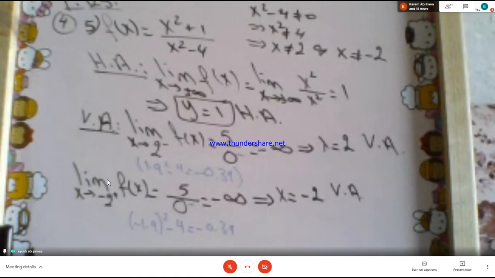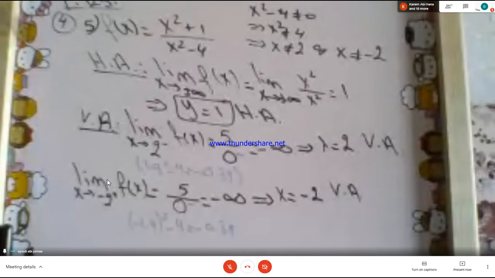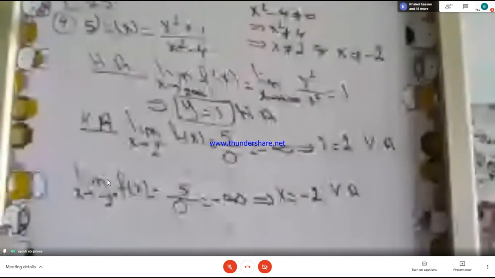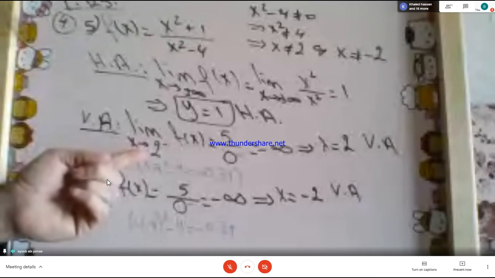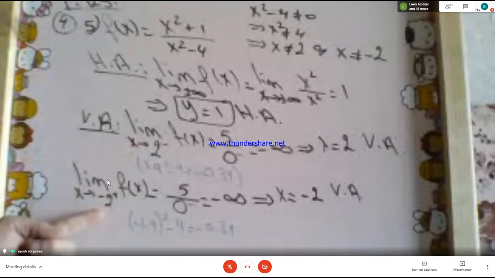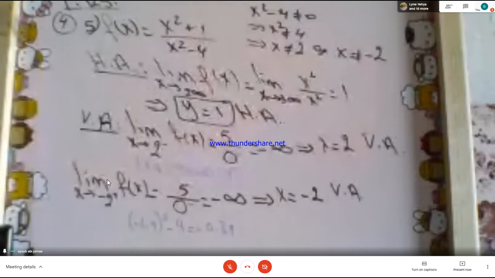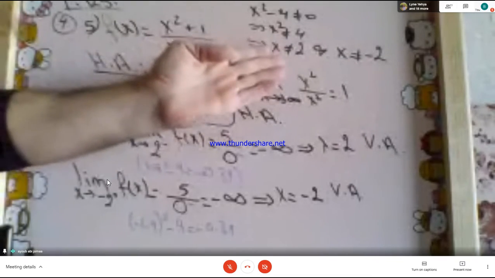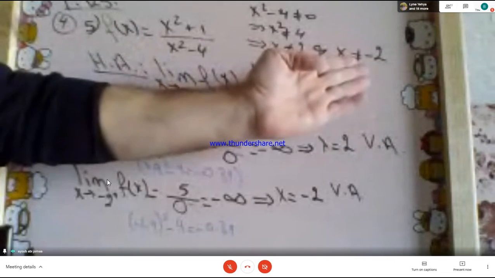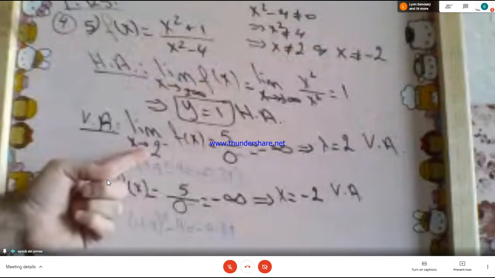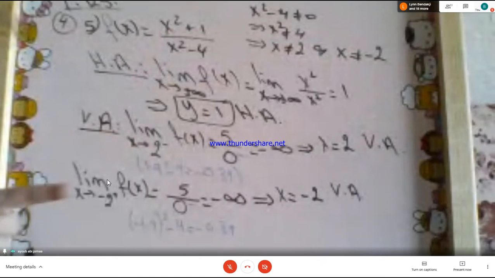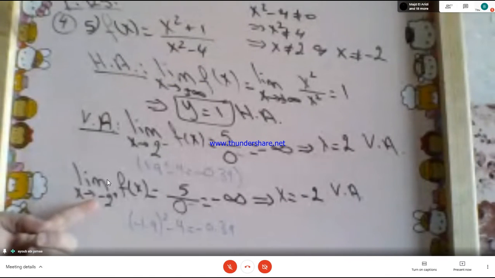Why did we write minus 2 plus again? No, not again. Here the limit as x approaches 2, here the limit as x approaches negative 2, because the domain is x different than 2 and x different than negative 2. For example, if in the domain we have x different than 2 and x different than 5, I'm going to find the limit as x approaches 2 minus or plus, it doesn't matter. And for 5, the limit as x approaches 5, minus or plus.